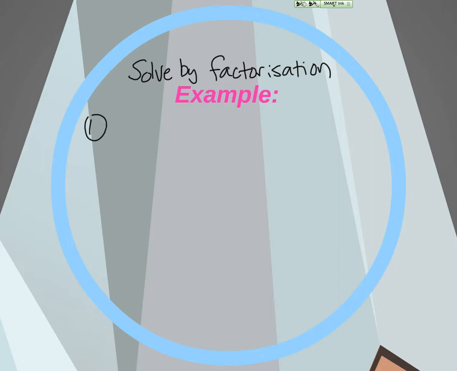So our first example is 3x squared equals 8x. So step 1, we want to make sure it equals 0. So we've got to rearrange some stuff. So I'm going to take this and I'm going to minus my 8x over. Now we know those don't go together because they're not like terms. So I have 3x squared minus 8x equals 0.